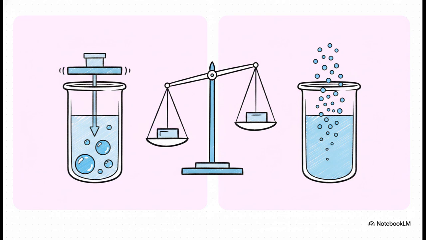In both cases, the partial pressure equals a constant multiplied by the mole fraction. Raoult's law is actually just a very special case of Henry's law. The only real difference is that Henry's law uses this experimental constant Kh, while in Raoult's law, that constant simply becomes the natural vapor pressure of the pure solvent itself.